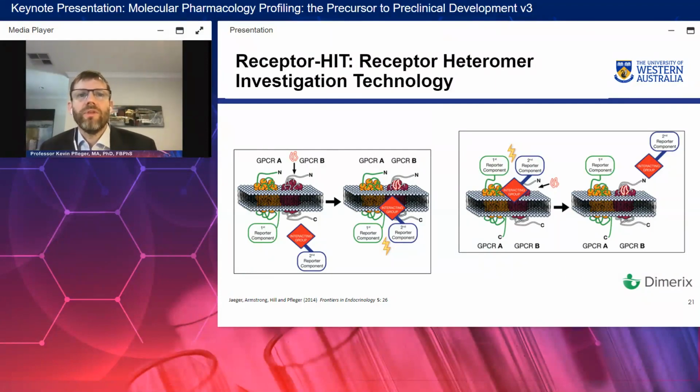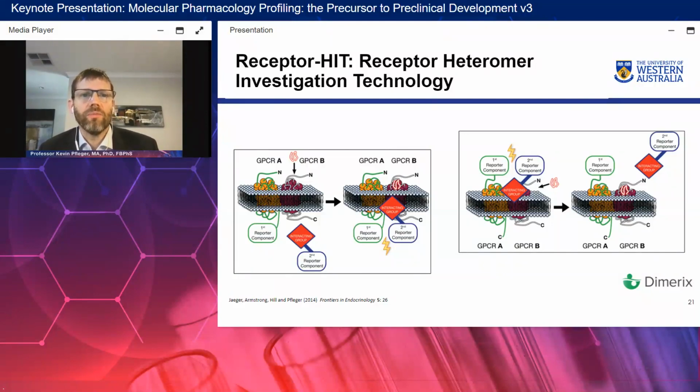The technology, the receptor-heteromer investigation technology that I mentioned before, is an approach and a configuration to help us investigate these complexes. So we have a GPCRA, or it could be any receptor, but I illustrate here with G protein coupled receptors. That first receptor is tagged to a first reporter component. And that reporter system could be BRET or FRET or enzyme fragment complementation or split luciferase or split fluorophore or Tango, the Dimerix system. There's many different systems that look at proximity.